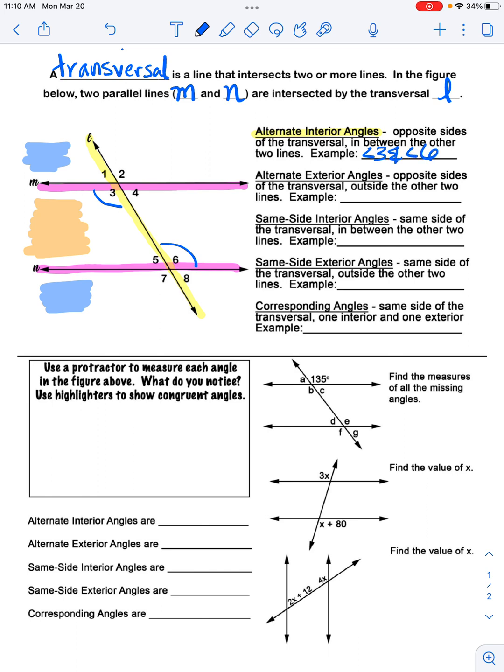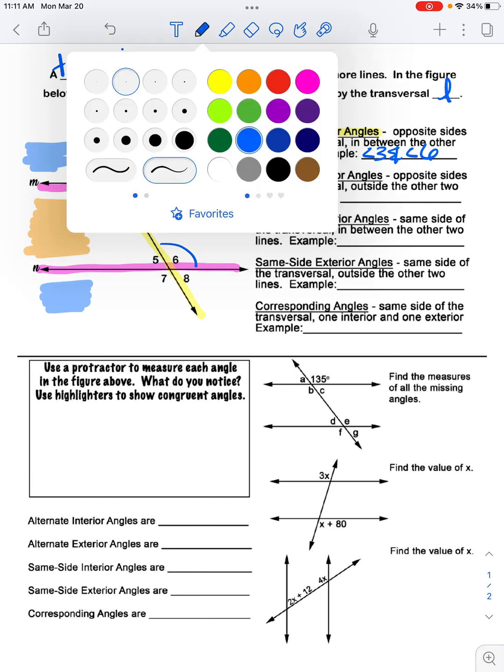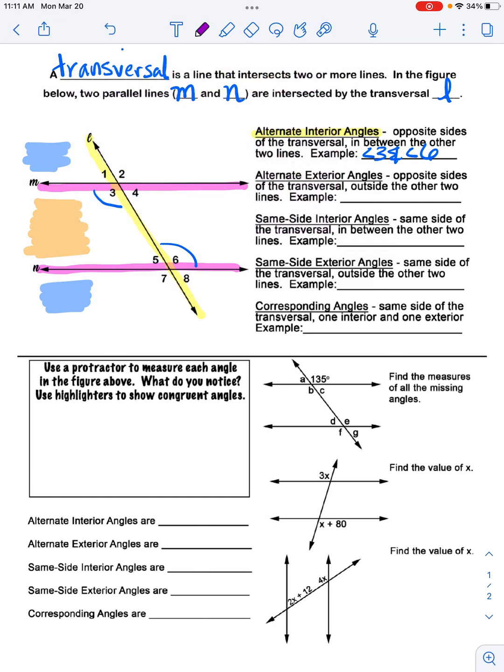So there's an example. Alternate exterior angles would be on different sides of the transversal, hence the word alternate, right? But on the outside. So maybe like 2 and then another one that's outside, but on the opposite side would be 7, or 1 and 8 would be the other alternate exterior angles.